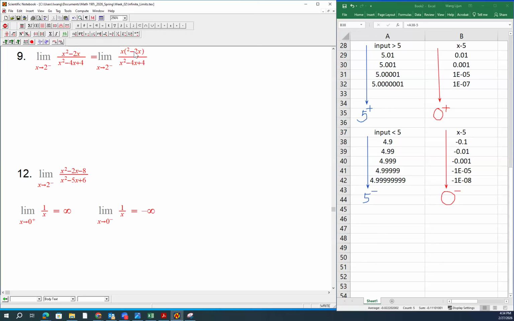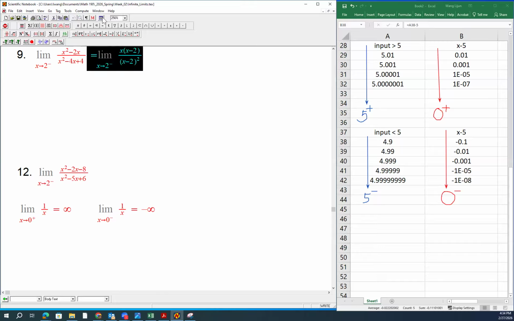So this is going to be x minus 2. We'll factor it. The denominator after factoring, we got x minus 2 squared. Since x is approaching 2 from smaller than 2, x is not 2, so x minus 2 is not 0. Therefore, we can reduce.